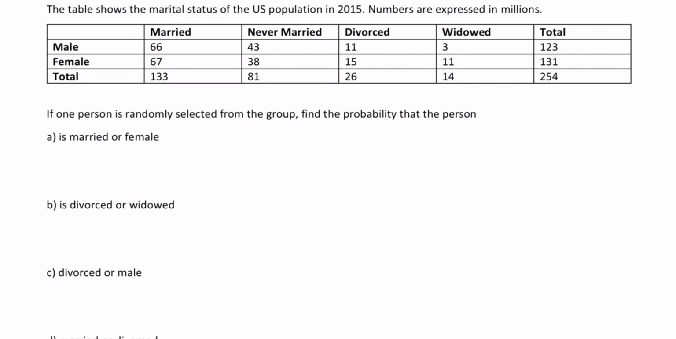First, you may want to ask yourself, are these events mutually exclusive or not? In this example, it is possible to be both married and female at the same time. So we would say that these are not mutually exclusive. So we have the probability of married plus the probability of female minus the probability that they are married and female.